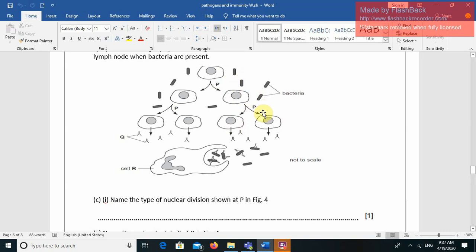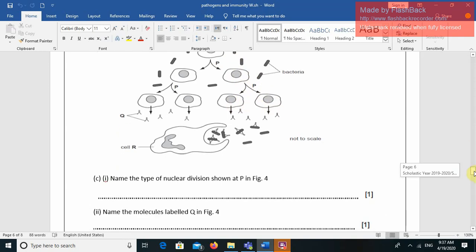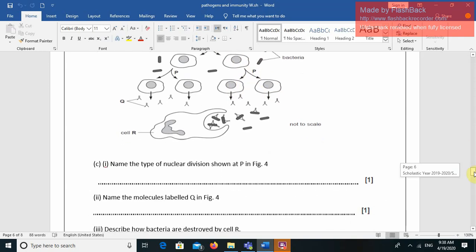They are producing clones, copies. Why? To produce exact antibodies that fit, or are complementary, to the shape of the bacteria. So that's why here the division is mitosis. This division is called mitosis. You can have it in grade 10. Name the molecules labeled Q. Let's go to Q. These are antibodies that are Y-shaped.